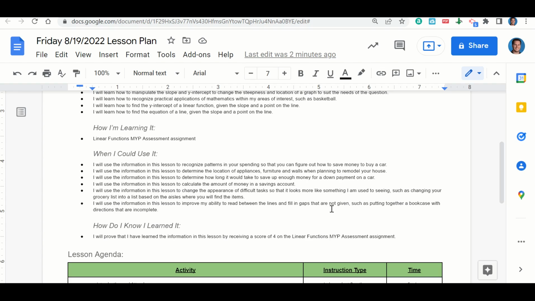to change the appearance of difficult tasks so that it looks something more like what you are used to seeing, such as changing your grocery list into a list based on the aisles where you will find the items, and to improve your ability to read between the lines and fill in gaps that are not given, such as putting together a bookcase with directions that are incomplete.